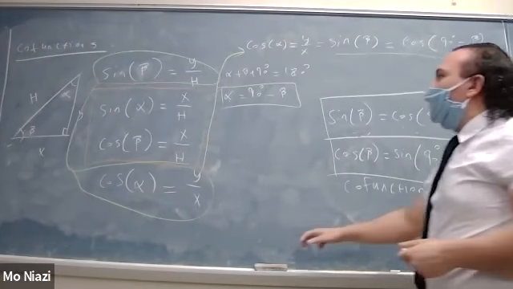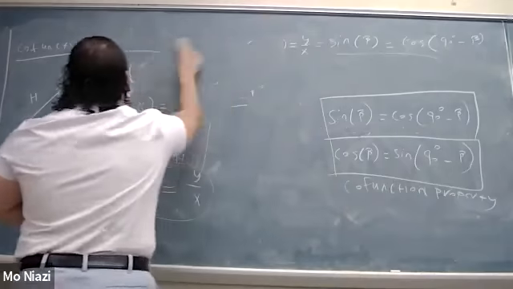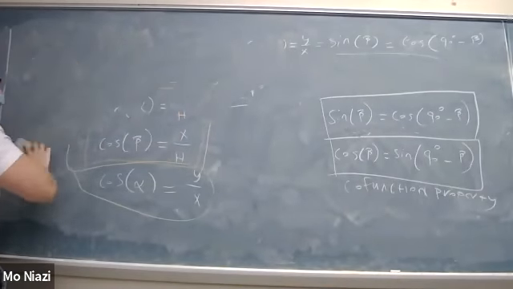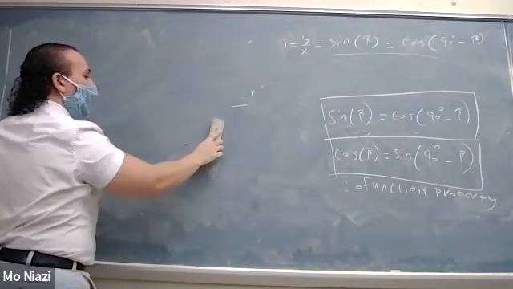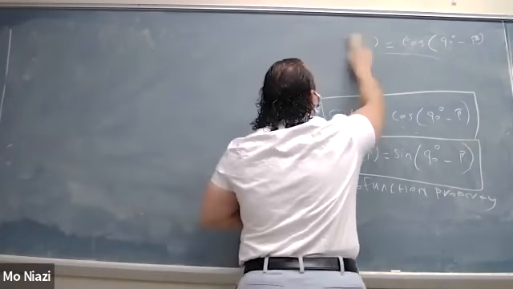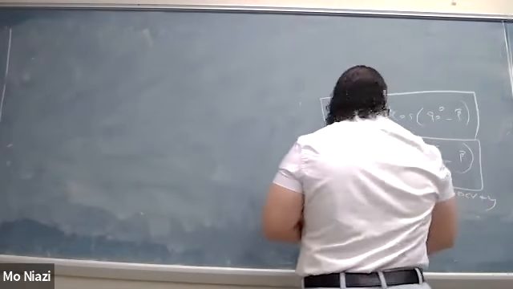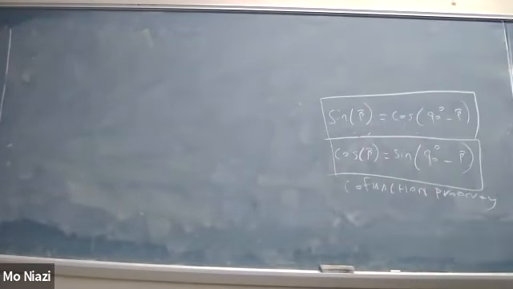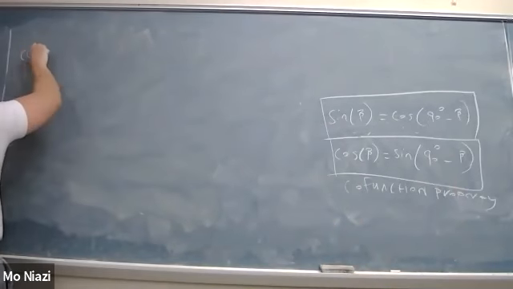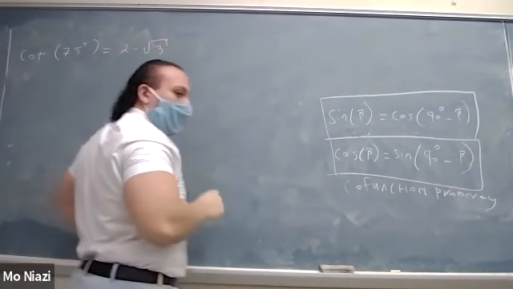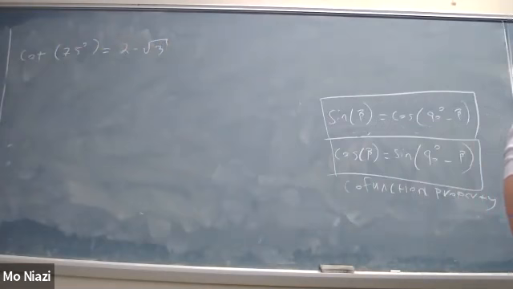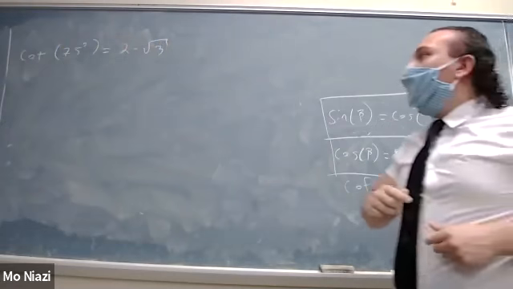So let's do a problem with regards to this idea. Let's say we know that the cotangent of 75 degrees is 2 minus root 3. Find the exact value of tangent squared 15.